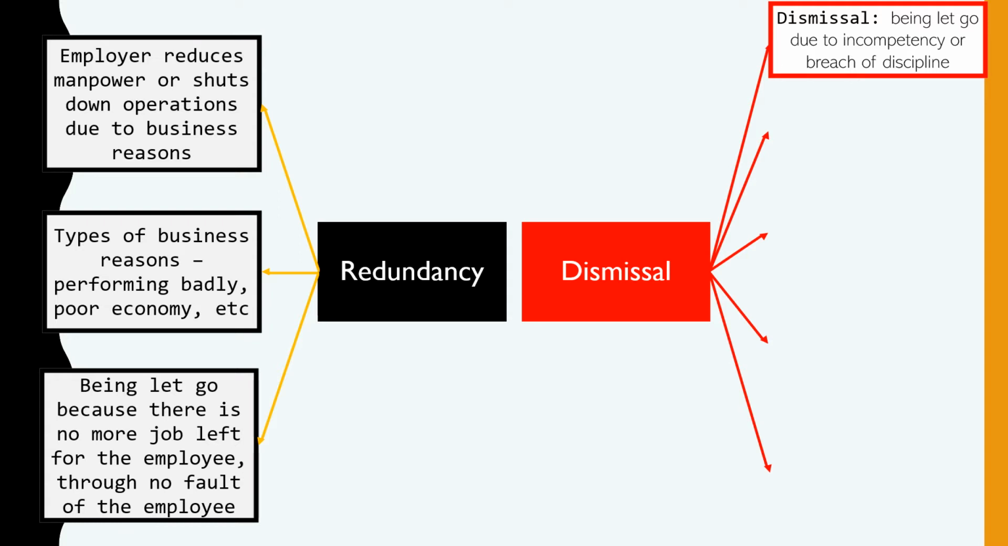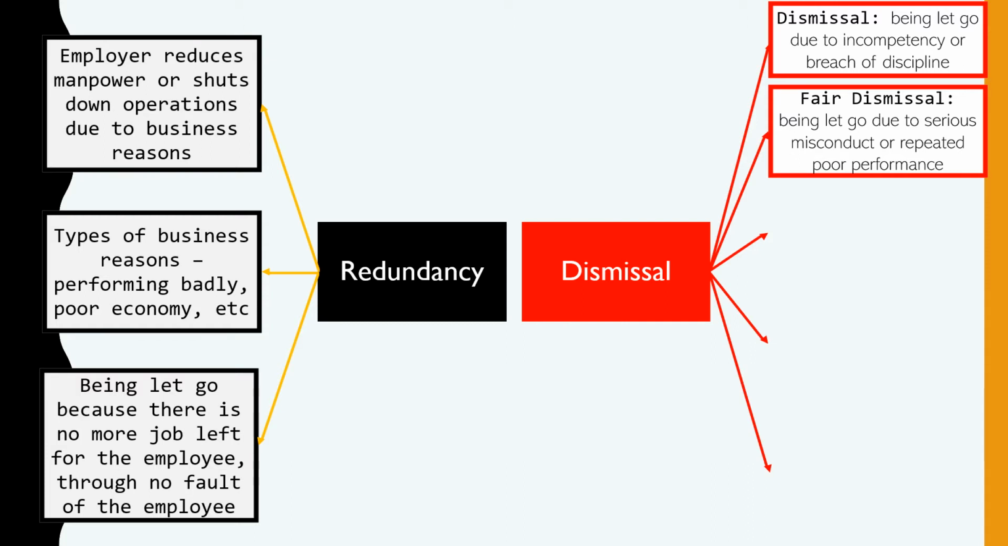And there are times where employees can also be let go directly or dismissed by the employer because of a breach of discipline. For example, being caught stealing or accepting bribes, right? These are forms of disciplinary action that will be taken by the employer almost immediately if employees were found to be breaching the discipline of the organization in such a manner.